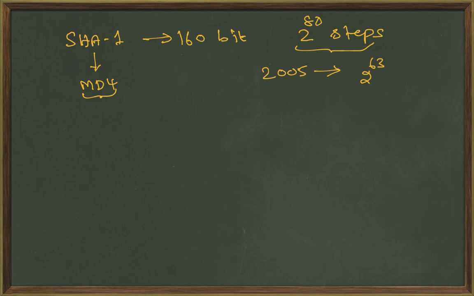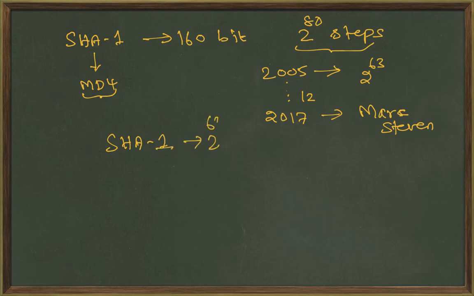From that point onwards, it took almost 12 years to convert this theoretical attack into practice. Roughly this year, in 2017, some Google researchers, along with a cryptographer named Marc Stevens and a few other researchers at Google, finally broke SHA-1. They broke SHA-1 using the same number, that is 2 power 63 steps.